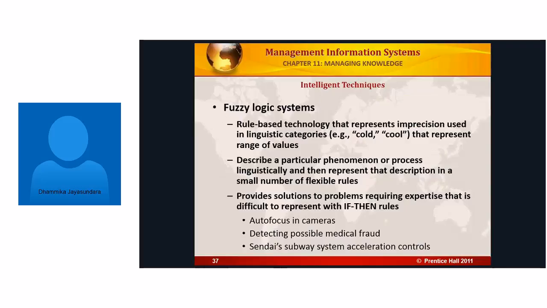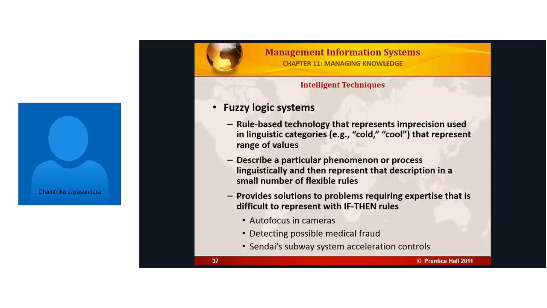Next one is a fuzzy logic system. It's a rule-based technology that represents imprecise impressions used in linguistic categories, such as cold or hot, that represent a range of numbers. So according to the term, it provides a range. If it is cool, you provide a range of temperature, say from 15 degrees to 25 degrees. If it is hot, you provide a range telling this is 30 to 40.